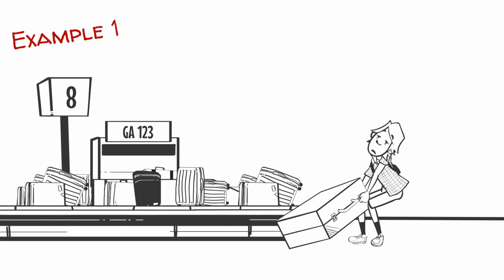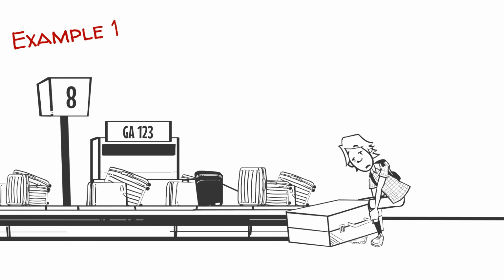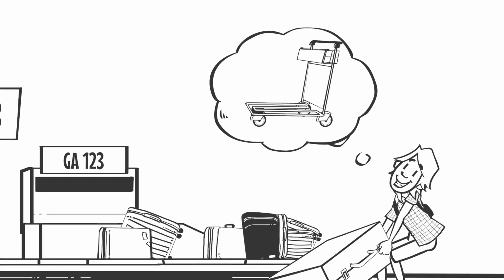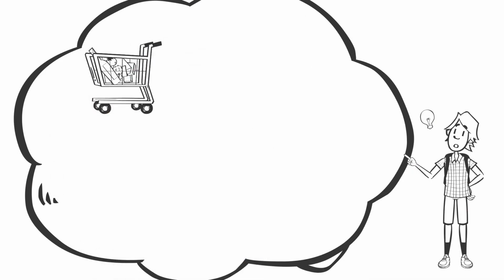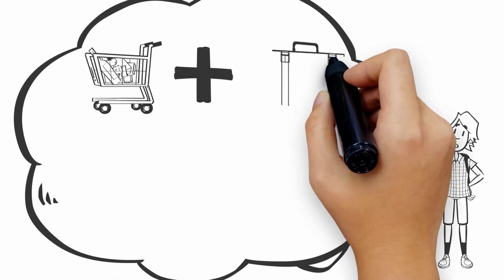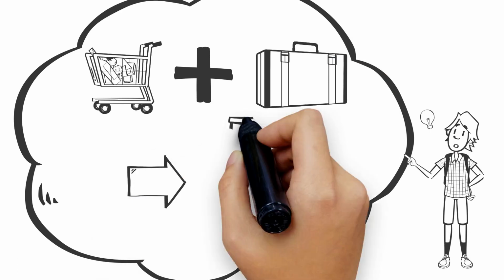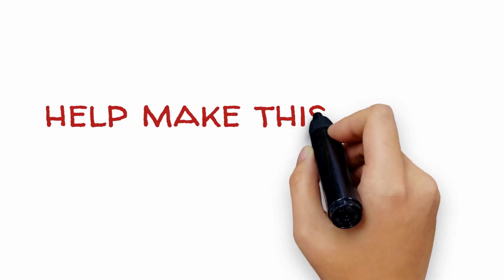Example 1. Long time ago, travel luggages had to be carried. Then someone thought about putting wheels at the bottom to make them easier to carry. Originally, wheels and travel luggage have no apparent connection. Yet, when we make the irrelevant relevant, they provide new insights and help make this world a better place.